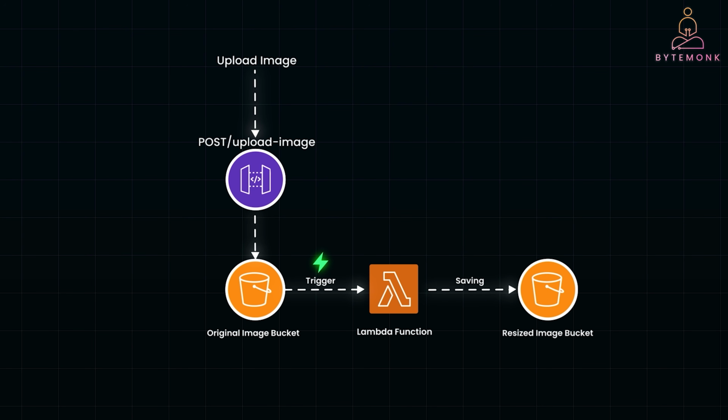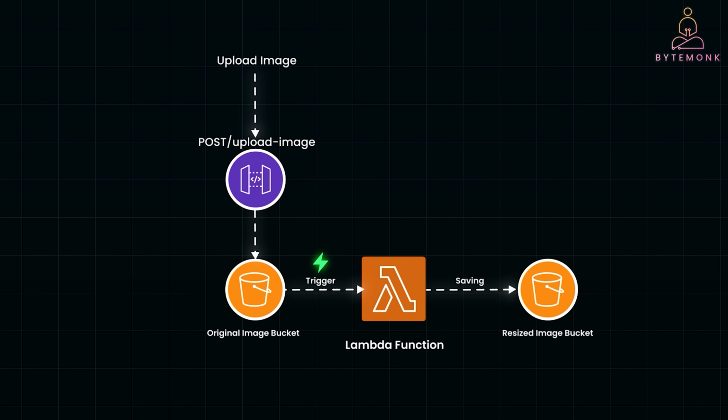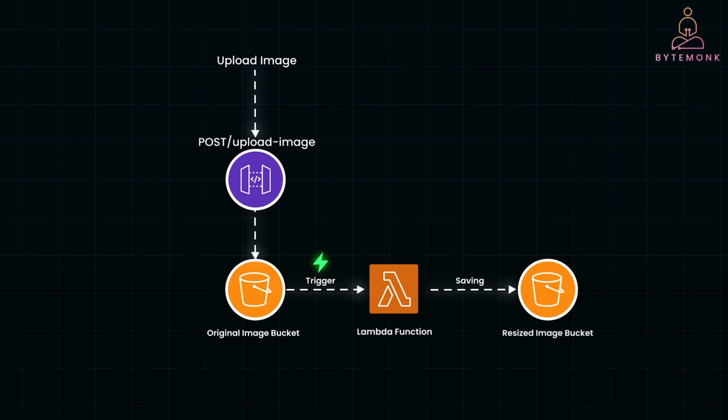This image processing system demonstrates the power and simplicity of serverless architecture. By leveraging AWS Lambda and S3, we created a scalable, cost-efficient solution that automatically handles image uploads, processes them in real time, and scales effortlessly as demand grows. Best of all, you are only charged for the time the Lambda function is running, making it incredibly cost-efficient.